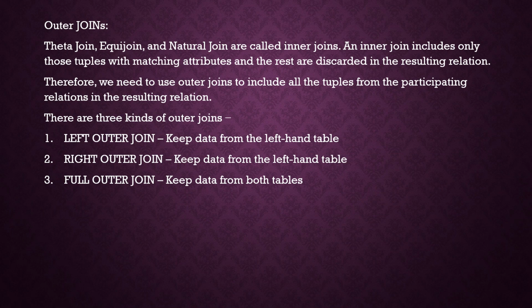For example, in that join, if matching attributes are there in the tuples, then only we are going to display them. Those elements that are not matching will be discarded in the resulting relation. Okay, these are some points about inner joins.